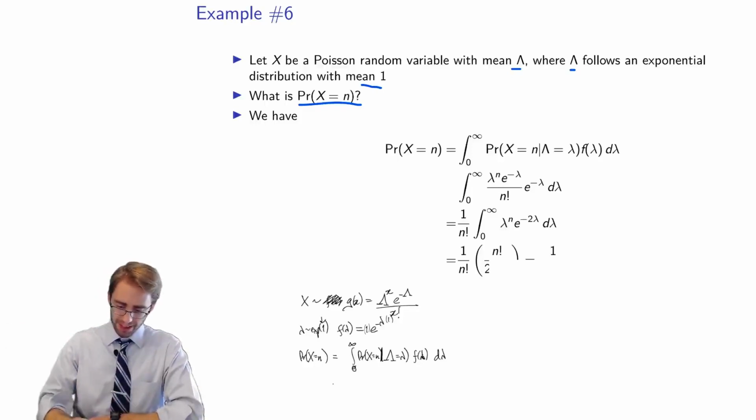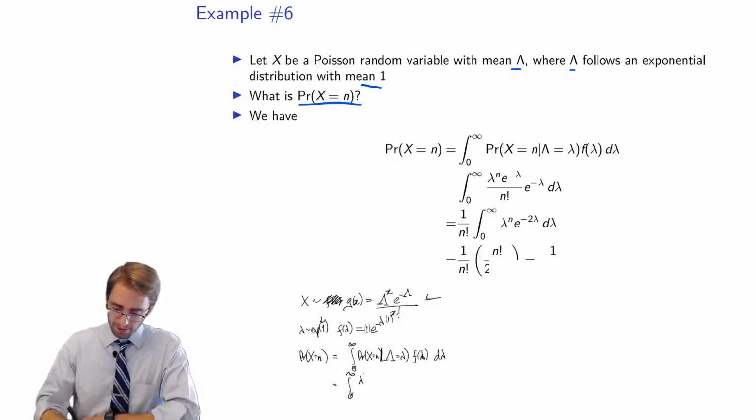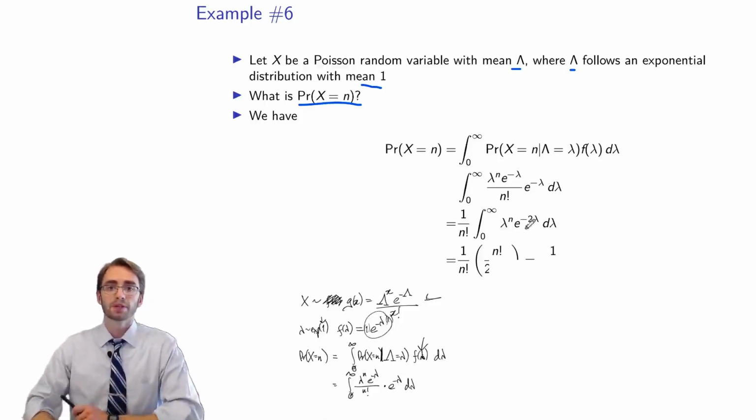Okay, so let's work that out. So what is that going to be? We plug in the PMF for a Poisson random variable as I did over here. And so that's going to be lambda to the power of n times e to the minus lambda over n factorial, multiplied by f of lambda, which is e to the minus lambda, like that. And then from that point, you just work out the integral, and if you throw that into Wolfram Alpha, you'll get this nice clean closed form expression here, 1 over 2 to the n plus 1. So pretty simple, cut and dry example there.